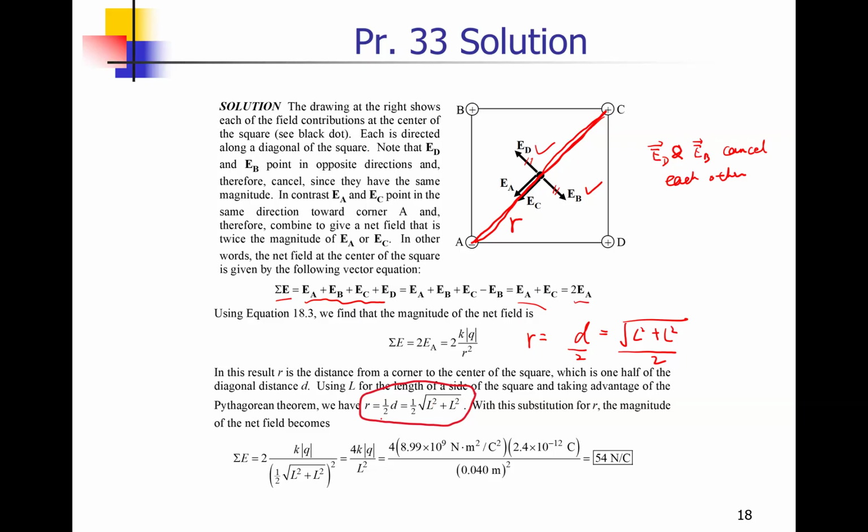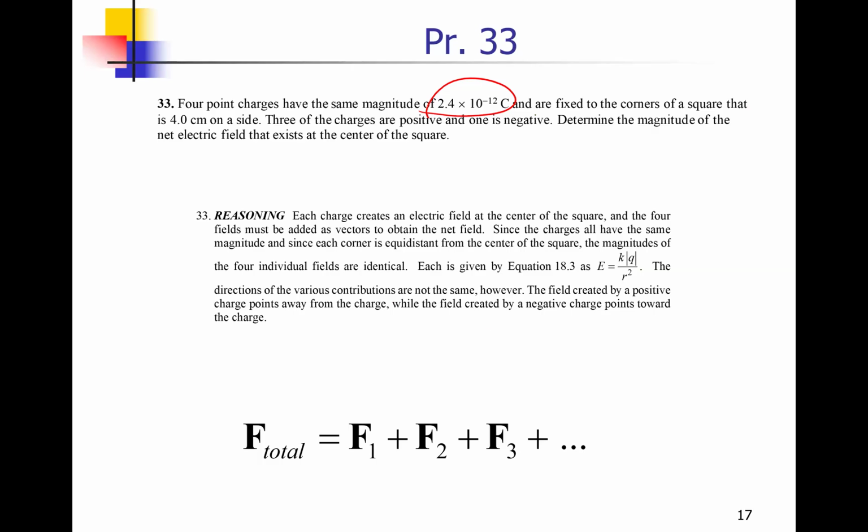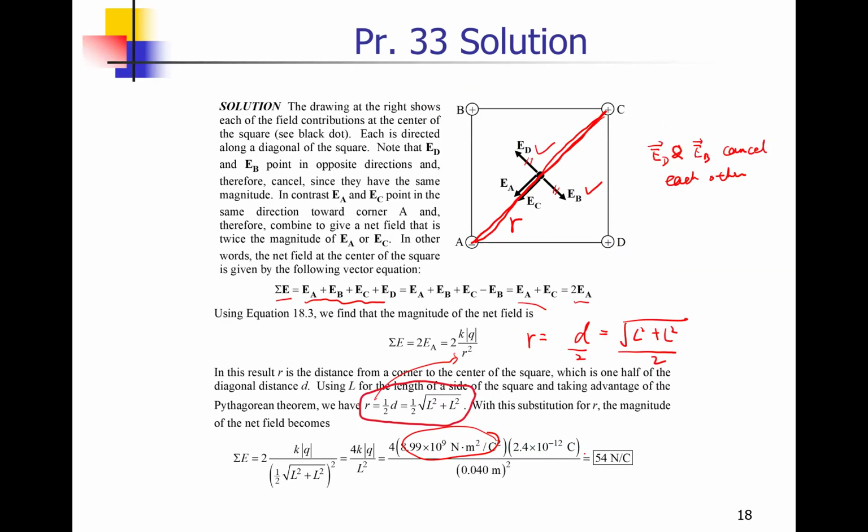And then we have our R put in here. We have our K is a constant, and we have our Q, which is this value here, 2.4. So this goes to here, and then we can calculate our electric field, twice of EA, so you are going to get 54 Newton per Coulomb. So electric field has a unit, Newton per Coulomb. So this is problem 33.